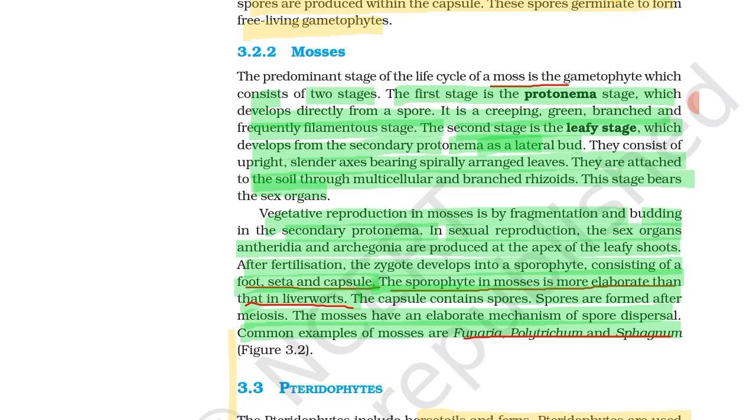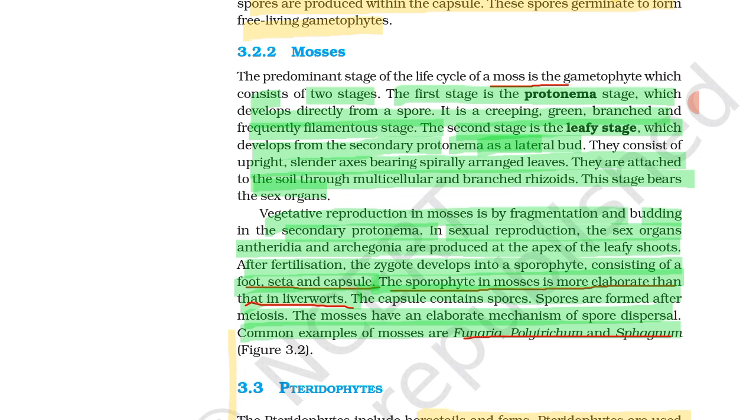Then, vegetative reproduction in mosses is by fragmentation and budding in the secondary protonema. In sexual reproduction, the sex organs antheridia and archegonia are produced at the apex of the leafy shoot. Antheridium is the male sex organ, archegonium is the female sex organ.